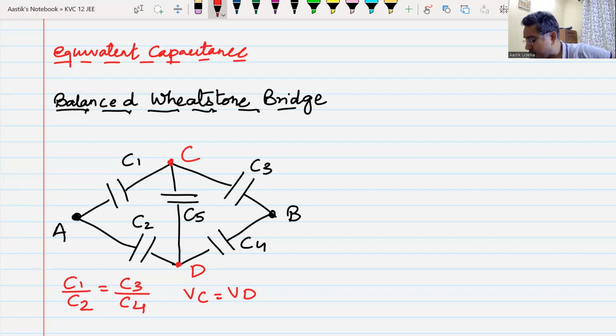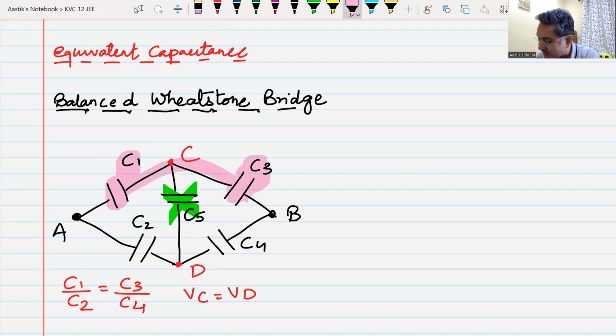Now when the potential of this point C and D becomes same, then this question can be easily solved. We can understand which capacitors are in parallel and which capacitors are in series. So you can do it this way. If C and D come to the same potential, what happens? You can just neglect this capacitance C5, which is coming in between. Now you can see that C1 and this C3 capacitor will come in series. Do we understand this?